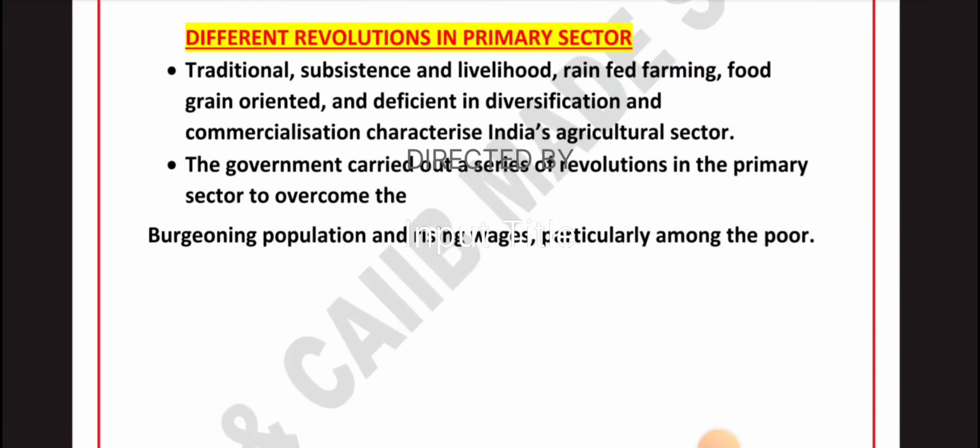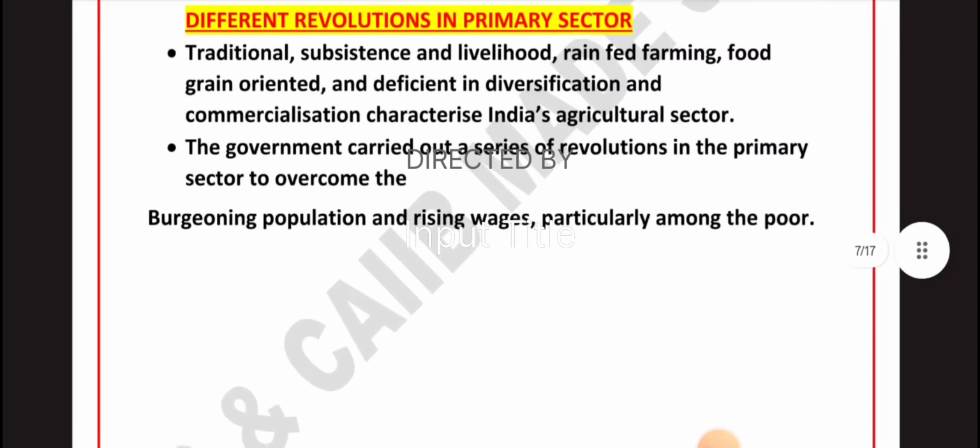The next is deficiency in diversification and commercialization. What does it mean? In the past, the Indian agriculture sector has been deficient in diversification and commercialization. This means farmers often grow only a limited range of crops and do not have enough opportunity to engage in commercial activities. Lack of diversification restricts farmers' income potential and makes them vulnerable to market fluctuations. To overcome the challenges posed by the growing population and rising wages, particularly among the poor, the Indian government has implemented a series of revolutions in the primary sector.